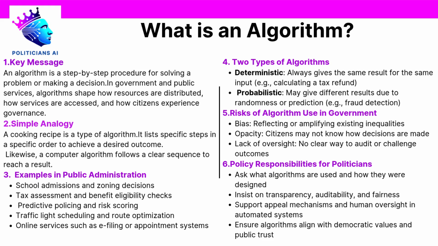A deterministic algorithm will always give the same result when given the same input. Think of a vending machine. If you press the same button, you always get the same snack. That's deterministic. A probabilistic algorithm includes randomness or uncertainty.